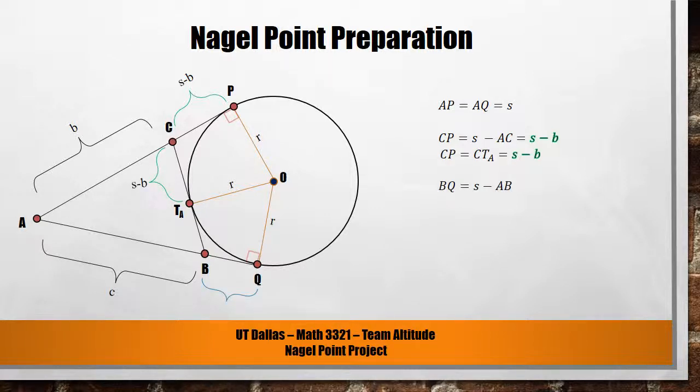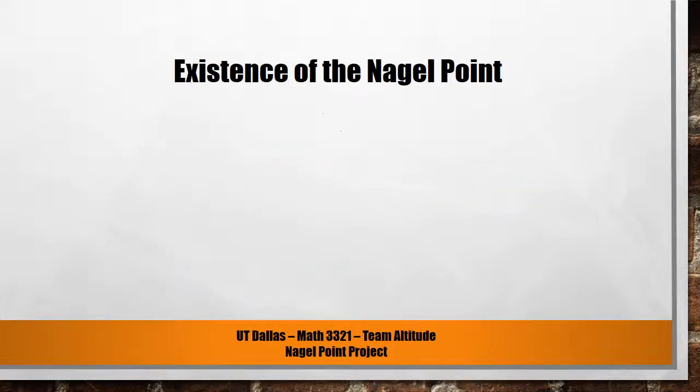We know that the length of BQ is equal to the length of AQ minus the length of AB, and we know that the length of AQ is equal to S. So we get that the length of BQ is equal to S minus C. Similarly, we also know that the length of B to T sub A is also equal to S minus C because both of those are line segments to the points of tangency of the circle from the point B. Now we're ready to prove the existence of the Nagel point.